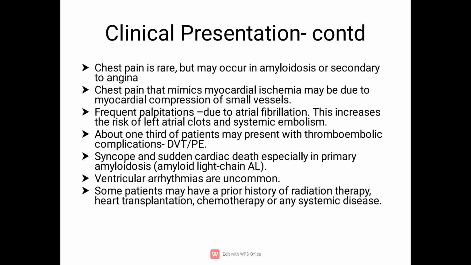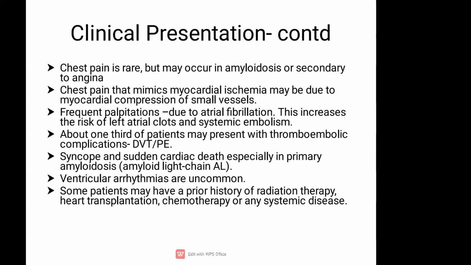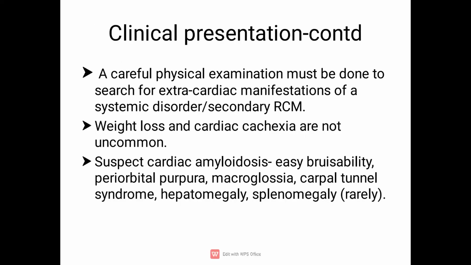Then a careful physical examination is also needed to search for extracardiac manifestations, especially for the infiltrative types, such as sarcoidosis, amyloidosis, or some of the storage diseases. It's also very important to suspect cardiac amyloidosis, especially when a patient comes in with easy bruisability, periorbital purpura, macroglossia, carpal tunnel syndrome, or hepatomegaly. When you have infiltration of organs in the body and organomegaly, that should prompt suspicion for cardiac amyloidosis.